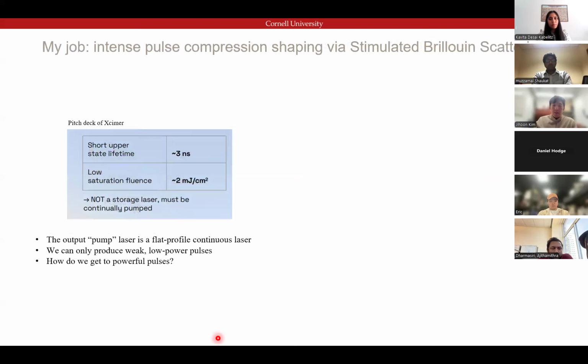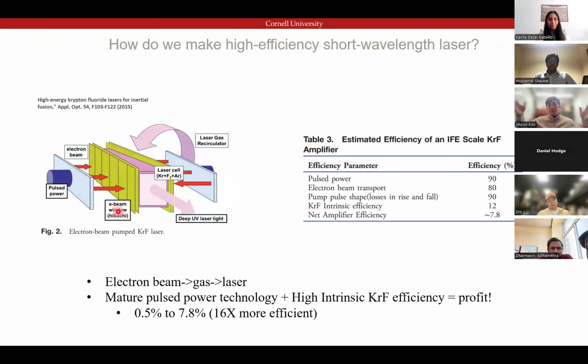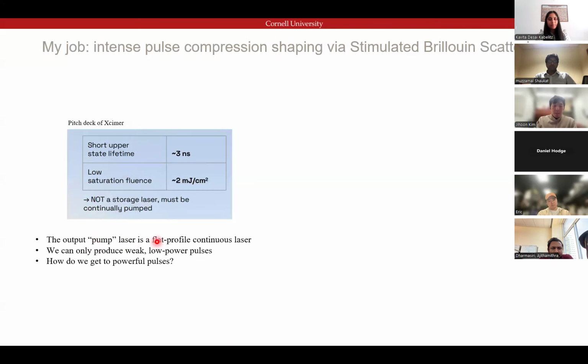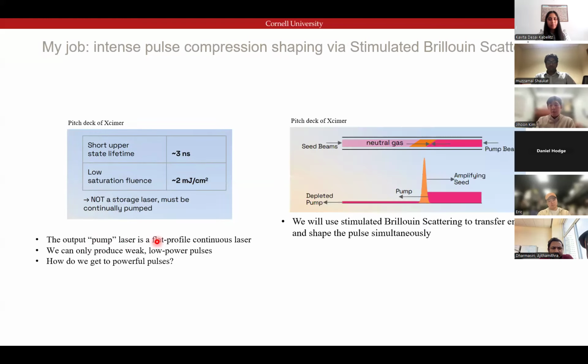So if everything is solved, then can I just go home? Not really, because like all other technologies, this hasn't. You need to do something to make it a fusion compatible laser. So I stole this little snippet from Excimer. I hope they don't sue me for this because it's actually a company, but it has a short upper state lifetime and a low saturation fluence, which basically means this whole fancy scheme can only produce very long, relatively low intensity lasers. The output pump is a flat profile continuous laser, which is weak. So we need to somehow turn that into powerful pulses.